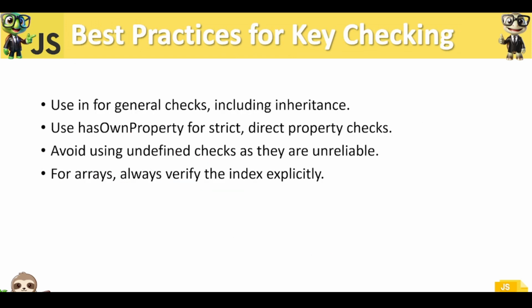Okay, so best practices for checking keys: use in for general checks, including the inheritance. Use hasOwnProperty for a strict direct property check. Avoid using undefined checks as they are considered unreliable. For arrays, always verify the index number explicitly. Okay, so these are 4 best practices that we tend to follow.